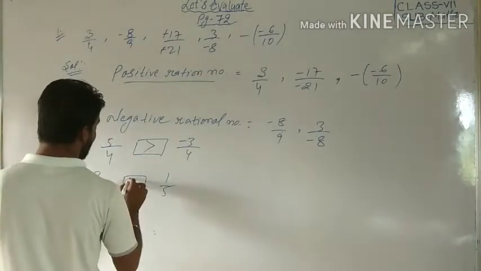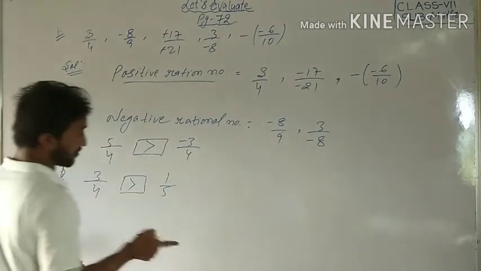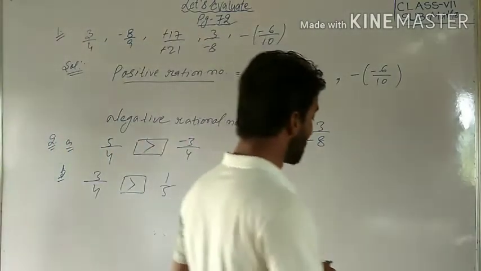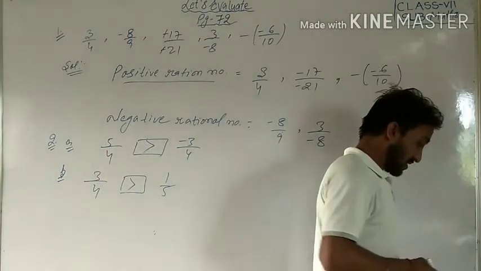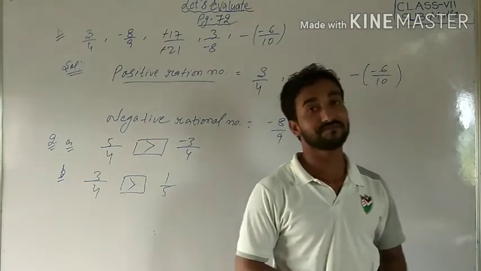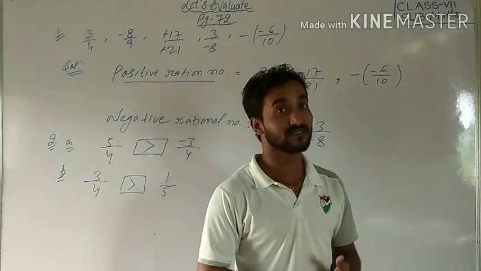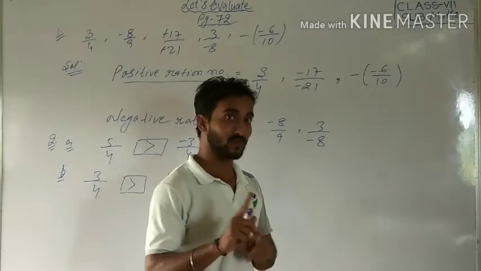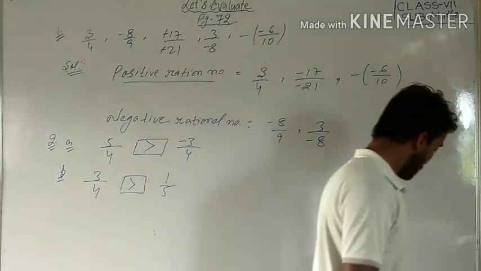I say 3 by 4 is greater than 1 by 5, but how is it greater? It's your turn to solve, so do it. Students, now question number C is there. I hope you know it very well. I will not solve all the questions. It's your turn to do it.